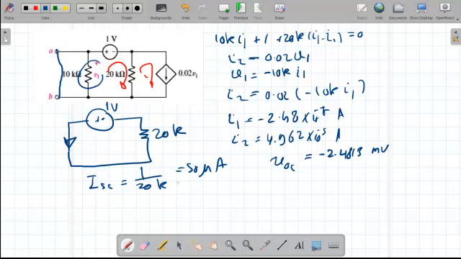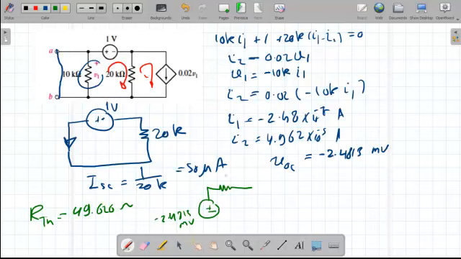So R Thevenin from this one will equal 49.626 ohm. Please check. You just divide the voltage over the current. And then it's easy for you to find the power in each case, because now your circuit is just minus 2.4813 millivolt in series with a resistor of 49.626 ohm. So here you're connecting your load.